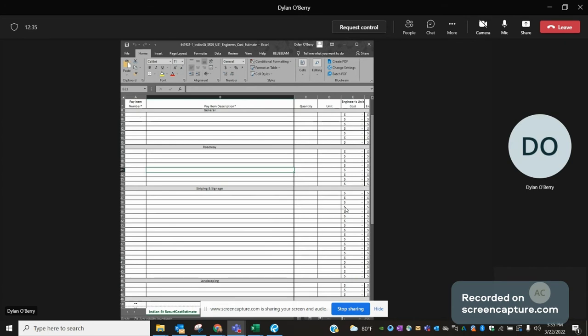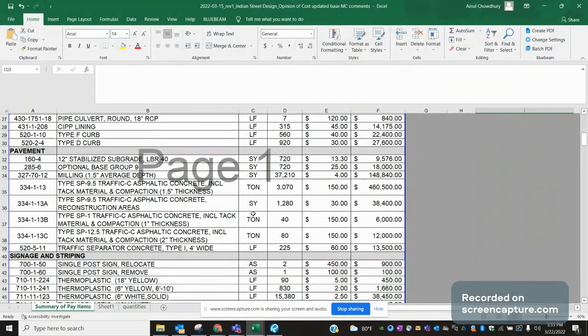Milling. Let's see. Liquid brick. That's the epoxy. I guess that's 523-1.